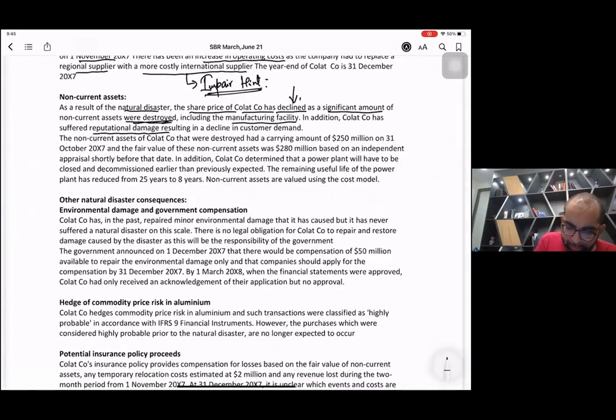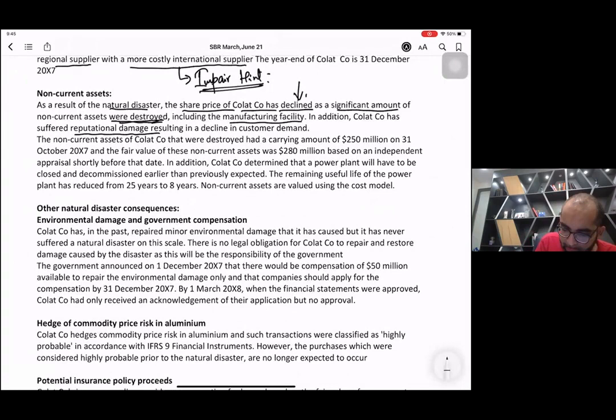The non-current assets of Collard company that were destroyed had a carrying amount of 250 million on 31st October X7, and the fair value of these non-current assets was 280 million based on an independent appraisal shortly before that date. Now the fair value is not relevant.